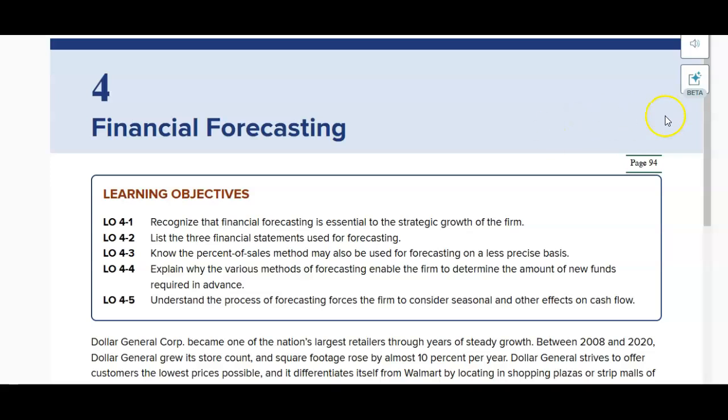You want to be able to explain why the various methods of forecasting enable the firm to determine the amount of new funds required in advance. This is a really important aspect of financial forecasting.